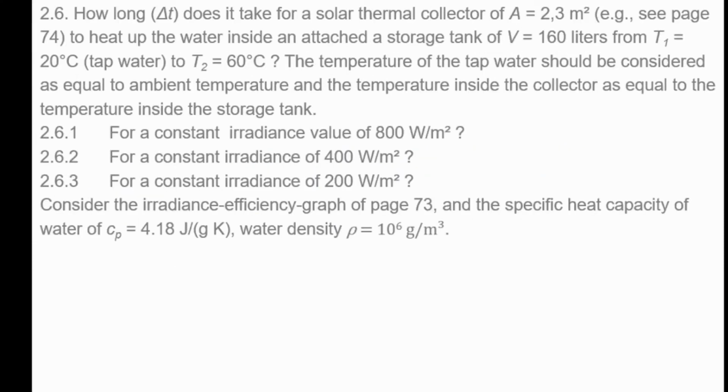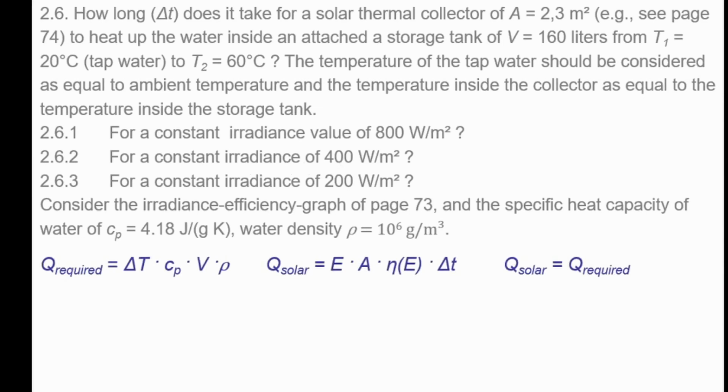So we take a look at the warming up, so more in the dynamic part. We take a look at an area of 2.3 square meters and a volume of 160 liters. And we heat it up from tap water from 20 degrees to 60 degrees. Here we take into consideration a constant irradiance of 800 watt per square meter, which is quite idealistic. You never have a constant irradiance, but we saw that we come very close to the Seville location with 400 watt per square meter. 200 watt is just like Paderborn's average irradiance.